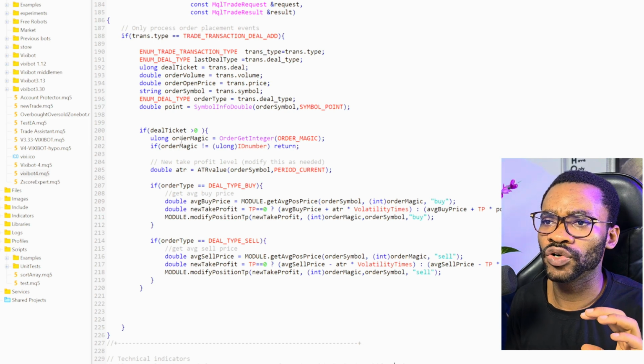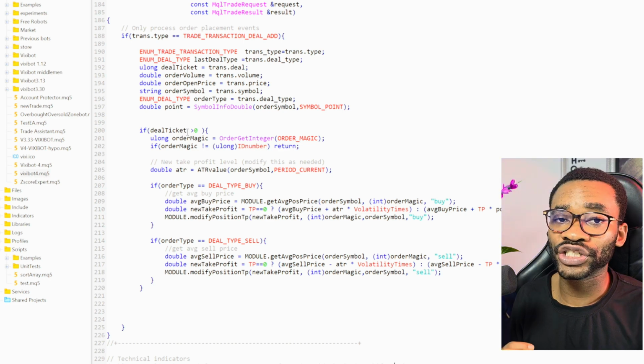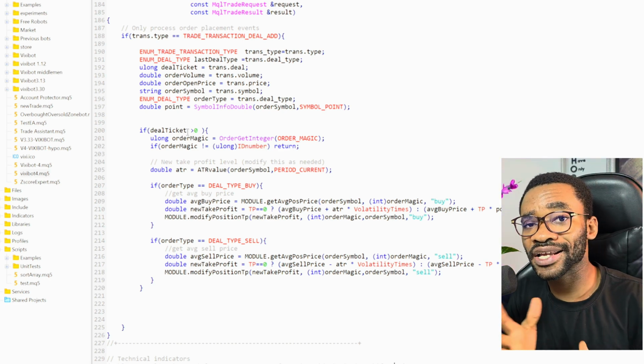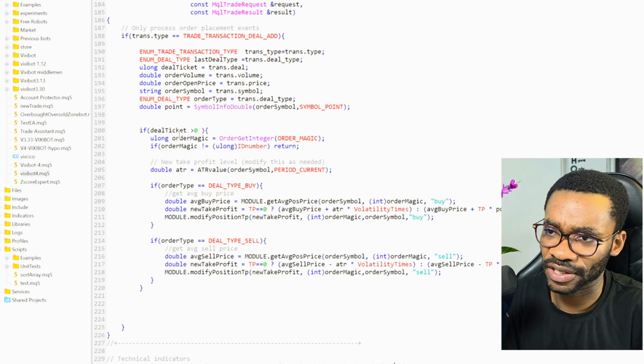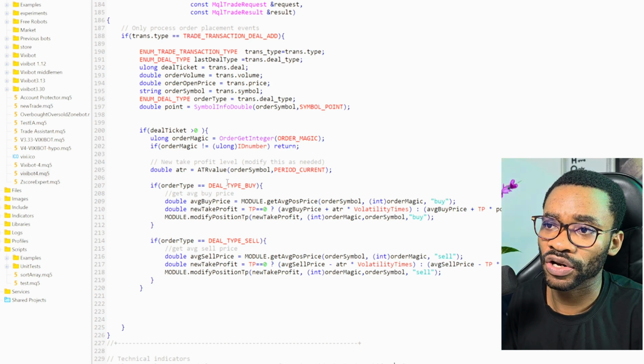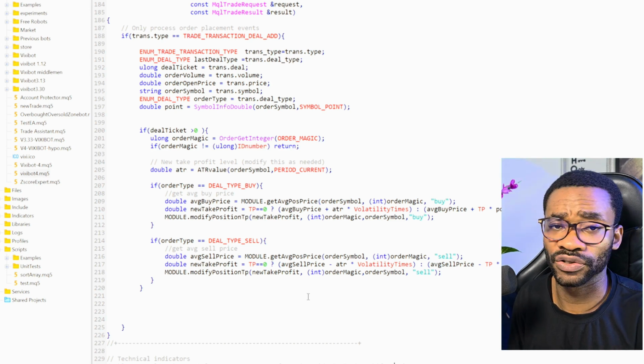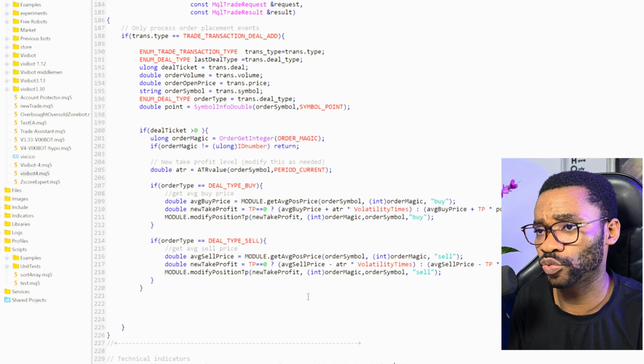Then we check to make sure that a position was triggered by checking that the ticket is actually greater than 0. When it is greater than 0, we are going to check if the order type is buy, while we also get our ATR, which is our take profit ATR. So we are using the ATR to set our take profit.